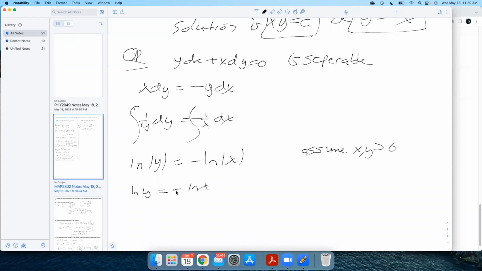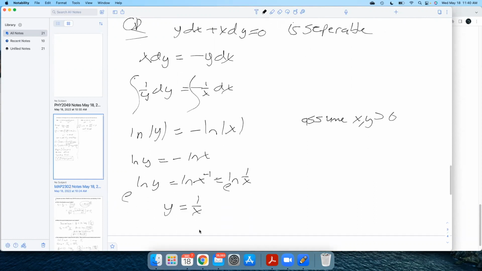Okay, rules of logs say I can bring that negative up inside here and get ln of y equals ln of x to the -1. That's just ln of 1 over x. Then I can make both sides powers of e and get y equals 1 over x, because e raised to the ln, those cancel out. Oh, I forgot about my plus c. I'll just throw it in at the end.